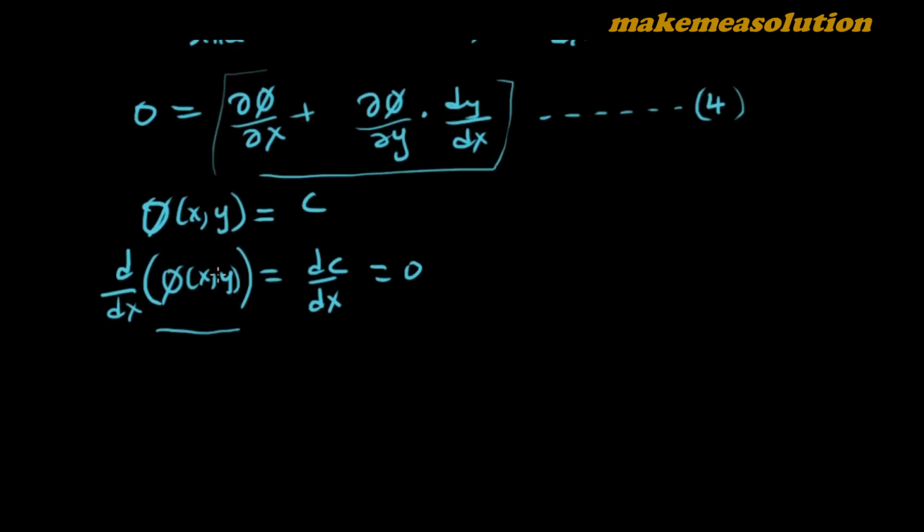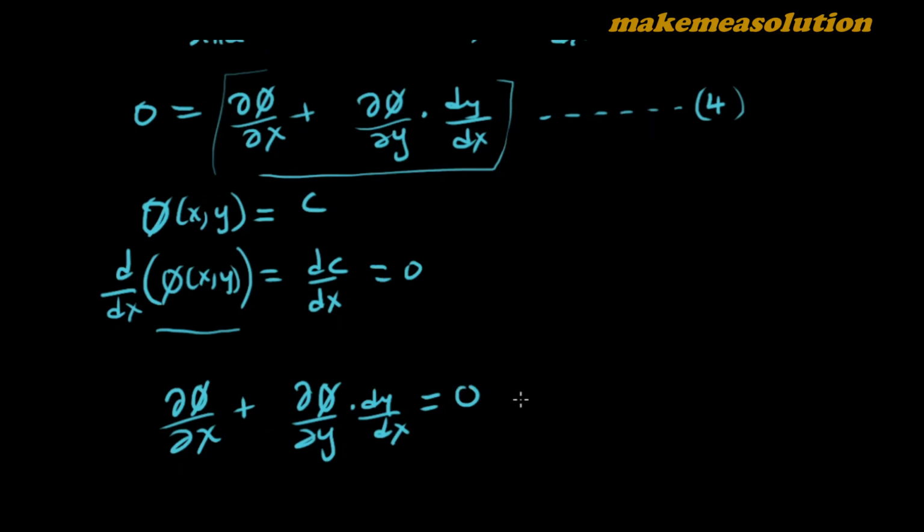So the total derivative of this particular function with respect to x is given to us in equation 4 as del phi del x plus del phi del y dot dy dx, and the total derivative is equal to 0. So this is usually the case with multivariable functions. If you want to find their total derivative, you can actually get it by using this particular approach that we have established, still in equation 4.